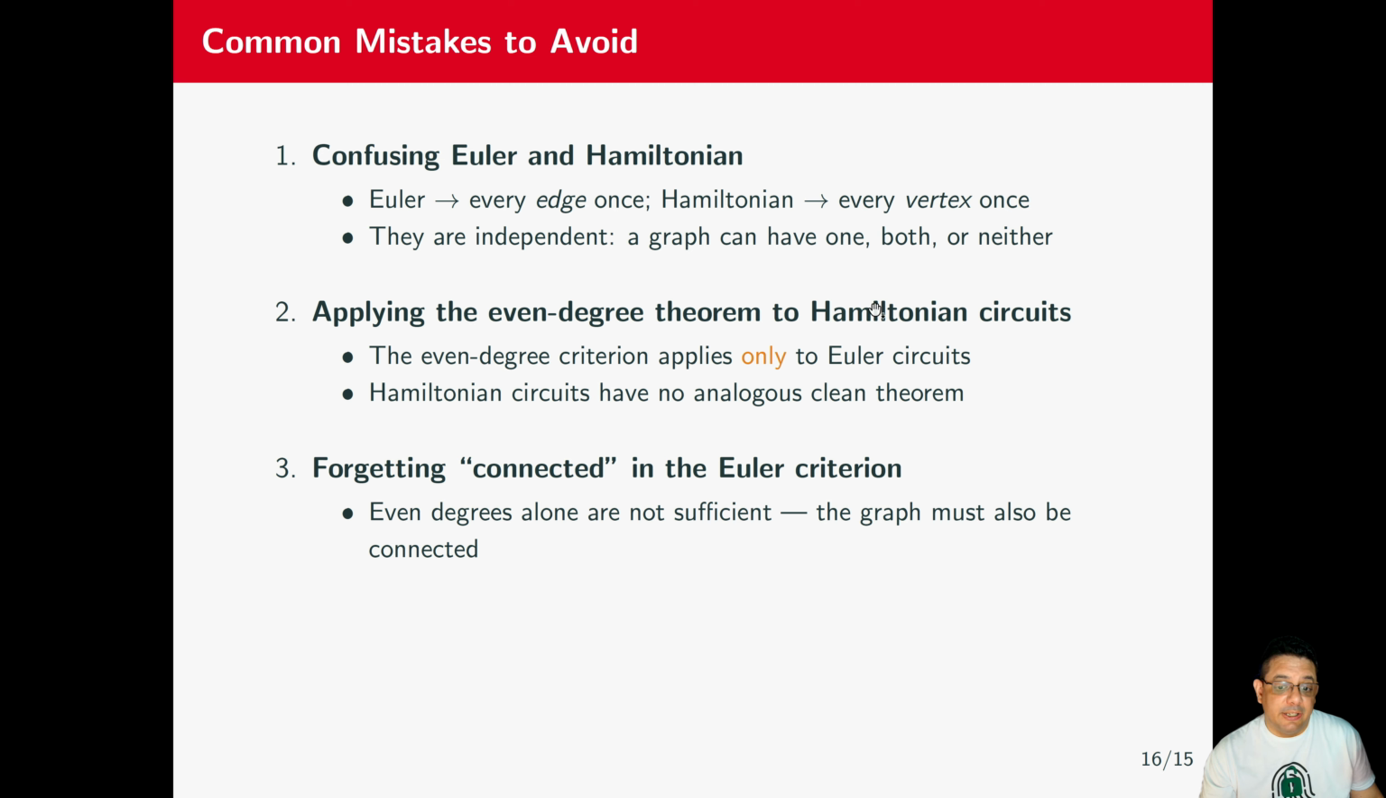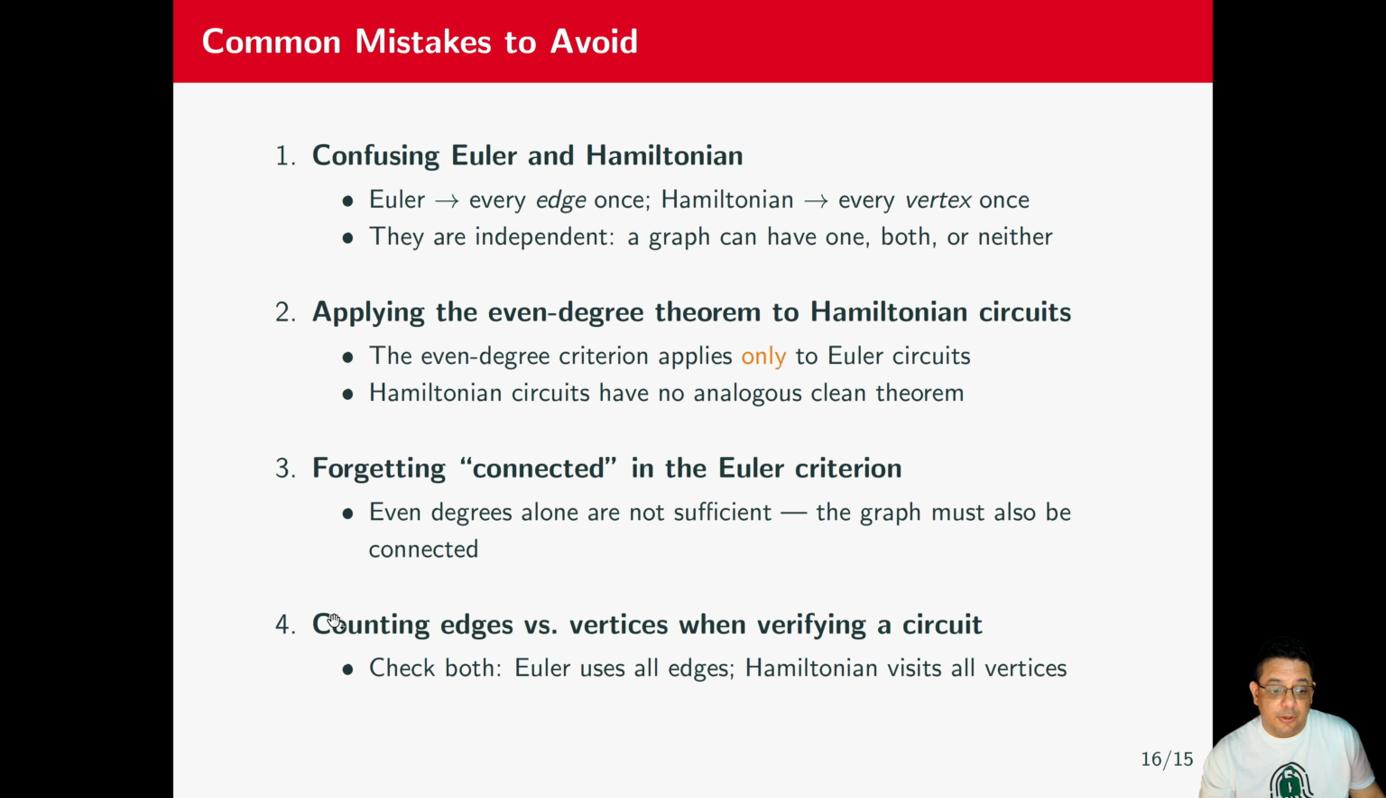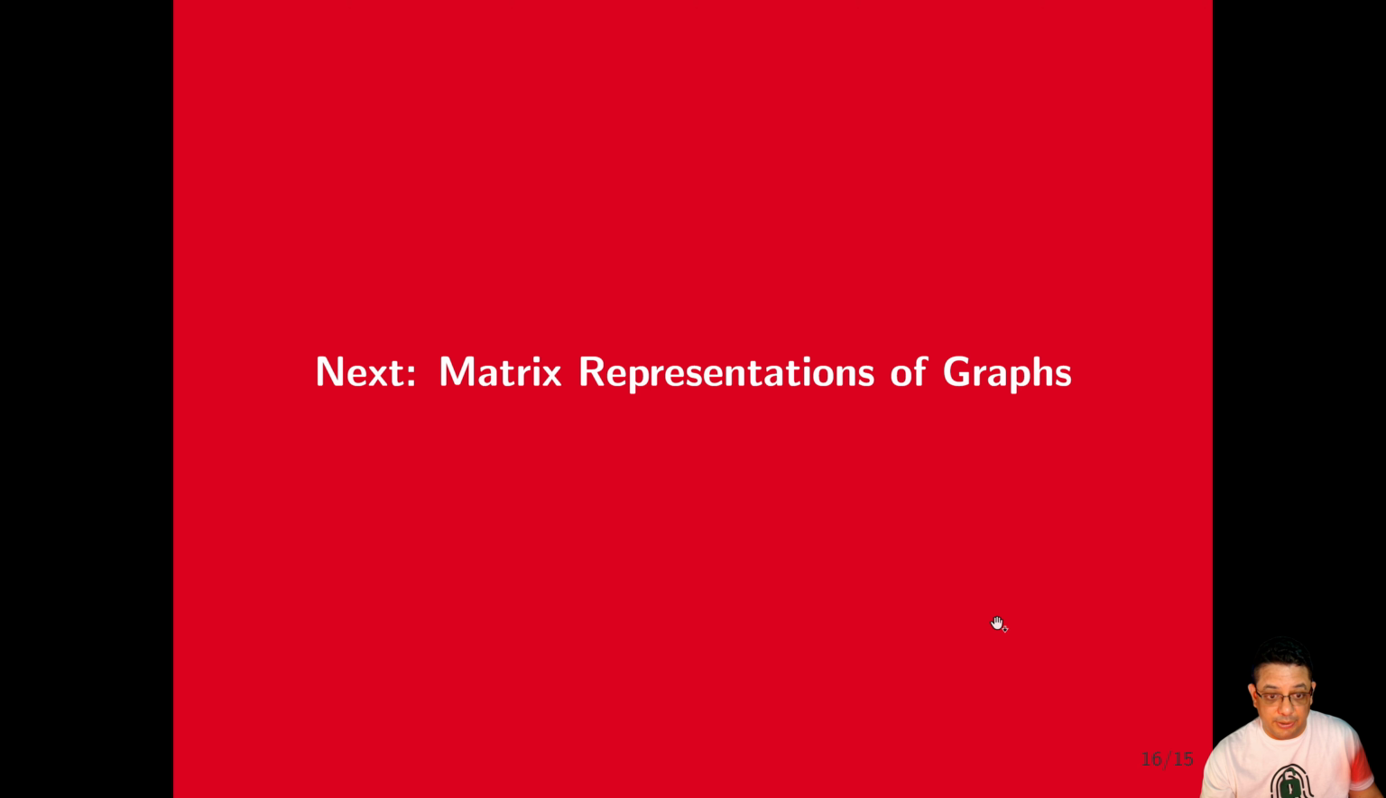And don't forget the connected condition on the Euler criterion. Also, be very careful on counting edges versus vertices when you're verifying a circuit. You usually want to check both. Euler uses all edges, Hamiltonian visits all vertices.